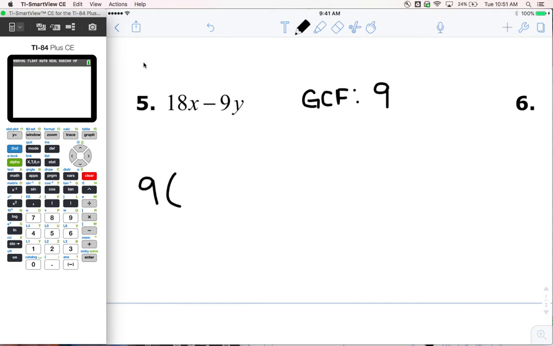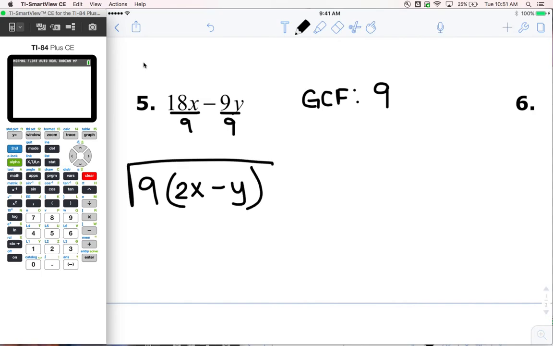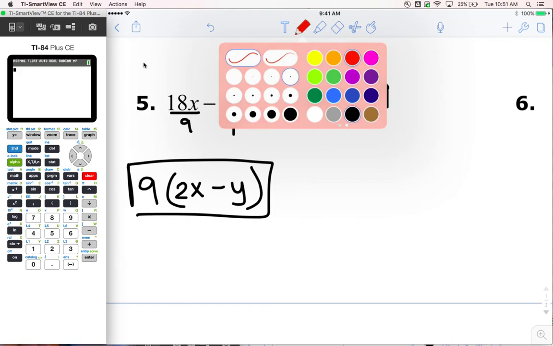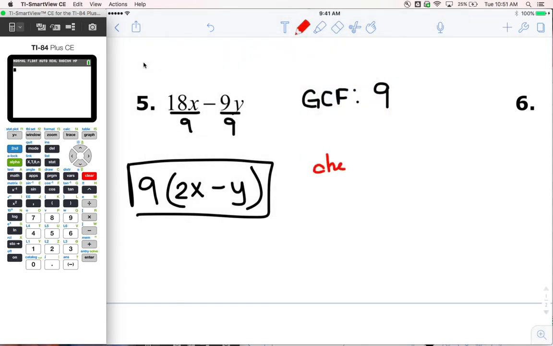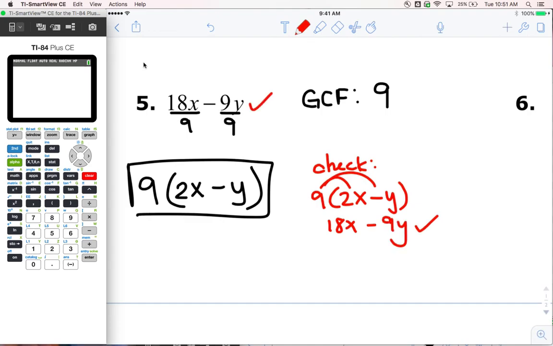So 9 goes outside, and we're going to figure out the leftovers here. 18 divided by 9 is 2, and x is still there. And then 9 divided by 9 is just 1, which we don't really have to write, so we can just put y. This is my final answer. Let's go ahead and check. We've got 9 parentheses 2x minus y. So I've got 18x minus 9y. Perfect. That's what I started with.